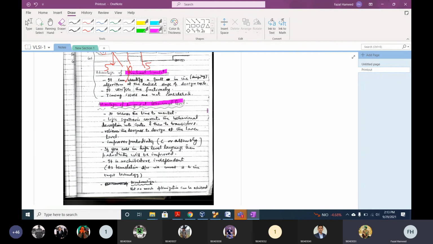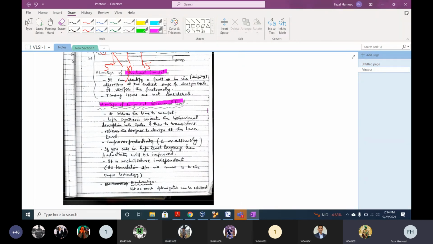Now let's assume you want to write a code in C, or the same code in assembly, which one is easier? C. So which will reduce the time to market, design at C level or assembly level? At C level. So similarly, if you are designing at the behavioral level and if you are designing at the transistor level, which one will be easier? Behavioral level.